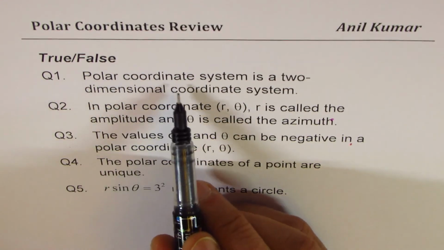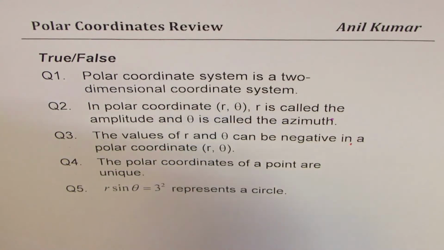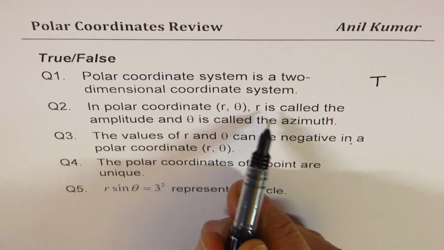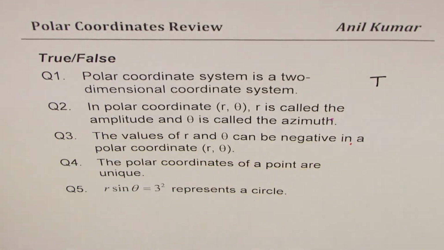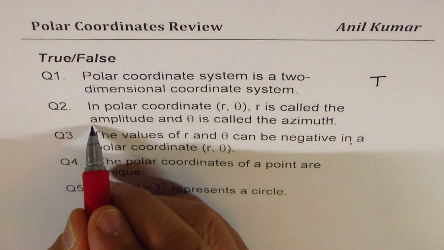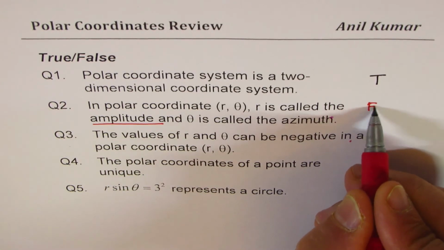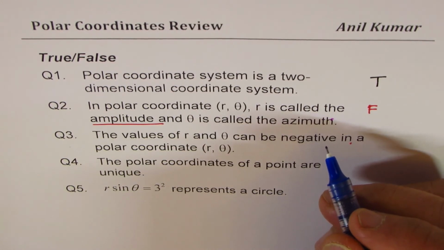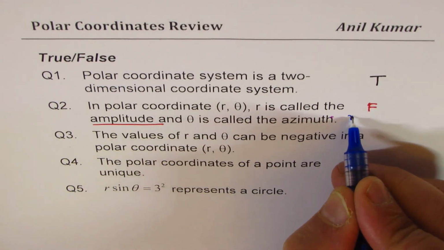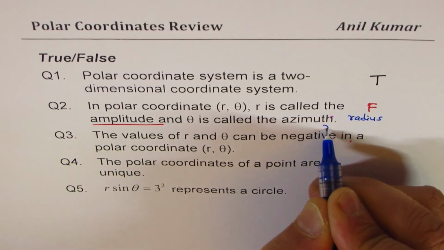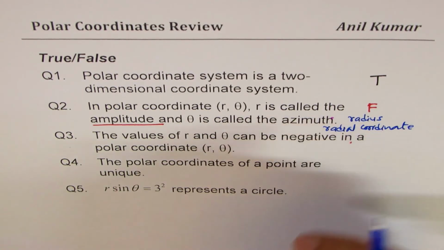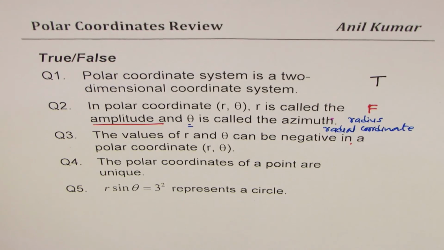First one. Polar coordinate system is a two-dimensional coordinate system. That is true. In a polar coordinate r theta, r is called the amplitude and theta is azimuth. This is false. r is not called amplitude. r is the radial coordinate or radius. At times we do refer to theta as amplitude, so how big or small the angle is.